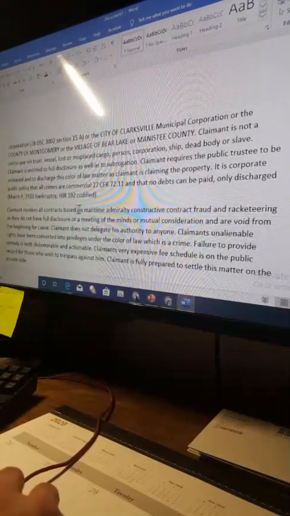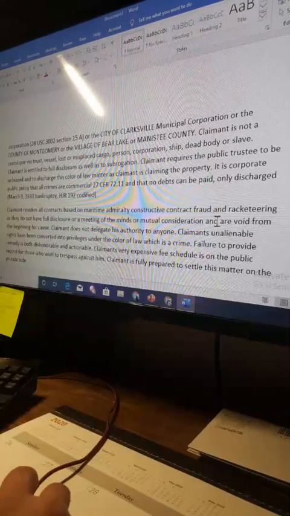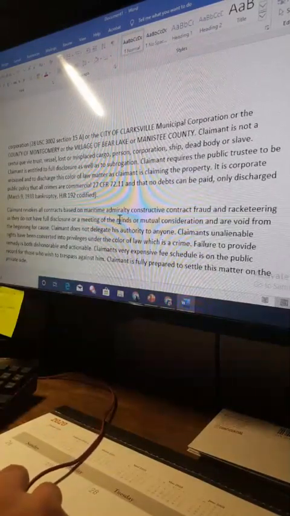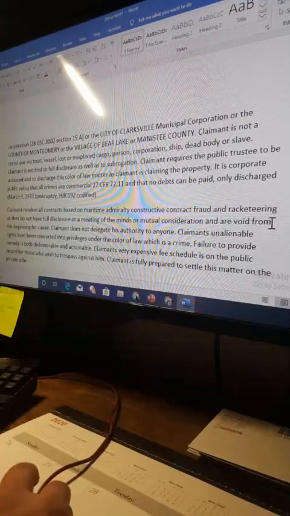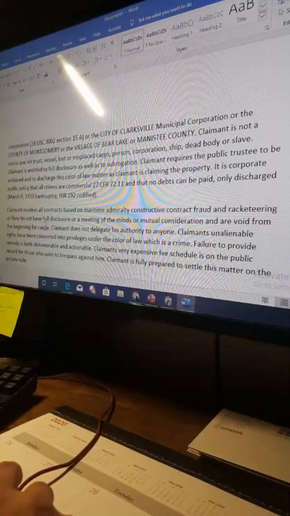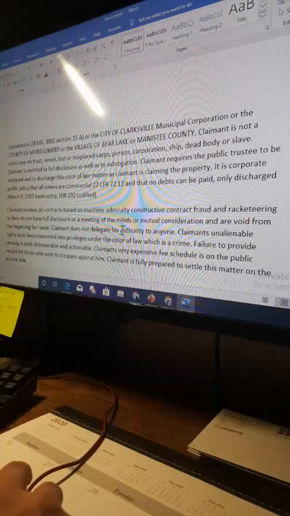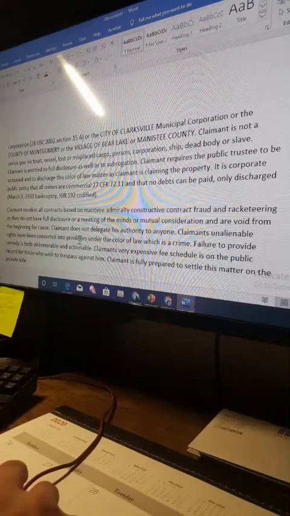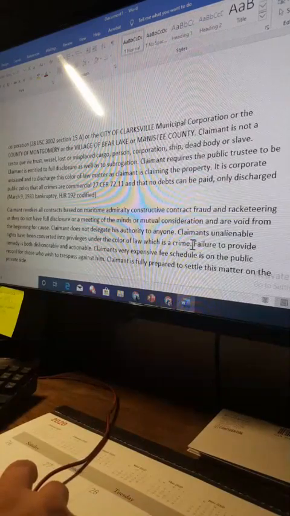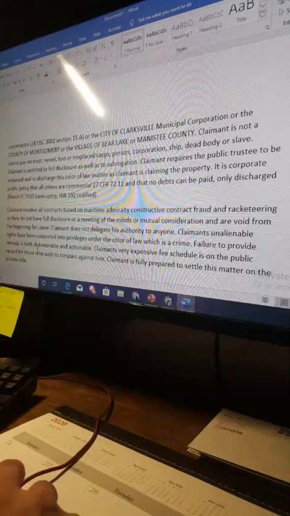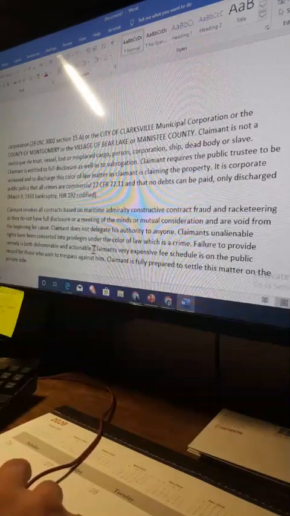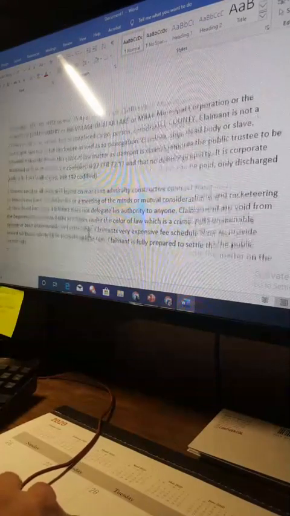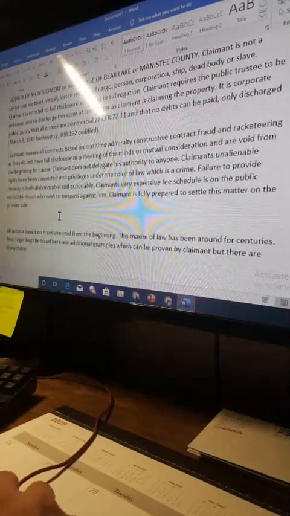Claimant revokes all contracts based on maritime admiralty, constructive contract fraud, and racketeering as they do not have full disclosure or a meeting of the minds or mutual consideration and are void from the beginning for cause. Claimant does not delegate his authority to anyone. Claimant's unalienable rights have been converted into privileges under the color of law, which is a crime. Failure to provide remedy is both dishonorable and actionable. Claimant's very expensive fee schedule is on the public record for those who wish to trespass against him.